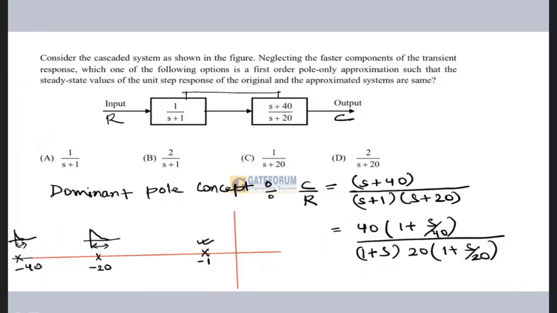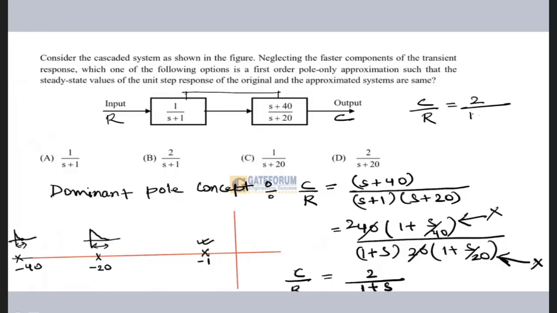So now I am ready to remove it. I am able to remove this pole and this pole. Remove it, remove it. This is what the dominant pole concept says. So I am getting 2 divided by the leftover, which is 1 plus S. So my approximated or reduced C by R is 2 upon S plus 1. This is the reduced transfer function.